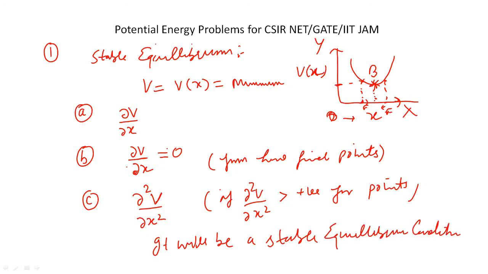equilibrium condition. Means in this type of problem, a potential energy will be given in terms of the position coordinates. Then you will find del V over del X, then you will put del V over del X equal to 0. Using this condition you will find the points. When you find the points, then you again will find del 2V over del X2, and the points you have found here, you will put the values of those points in the relation which you have obtained for del 2V over del X2. If this del 2V over del X2 is positive, then the condition will be a stable equilibrium.